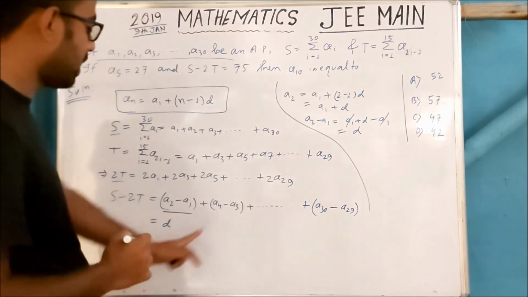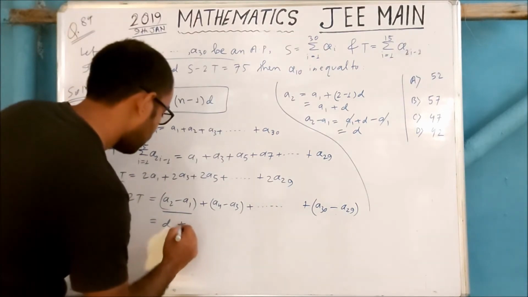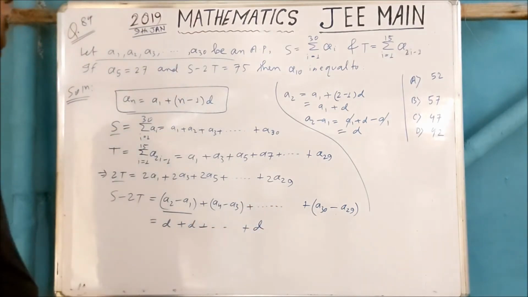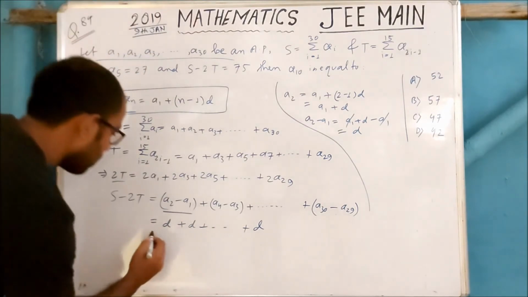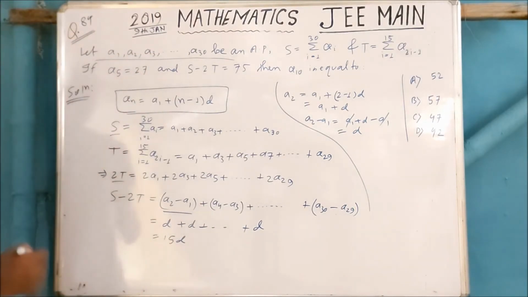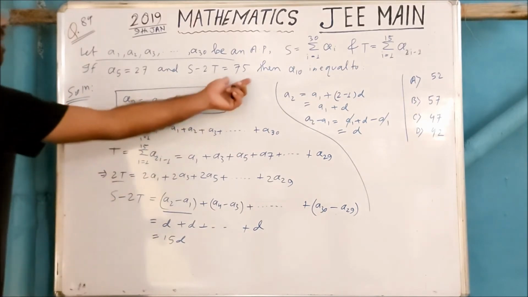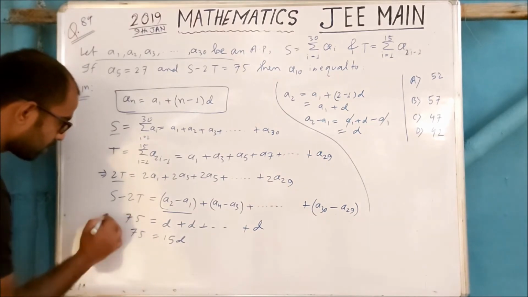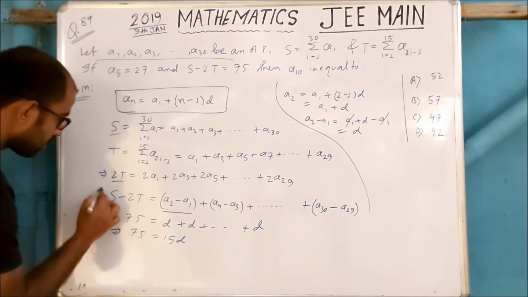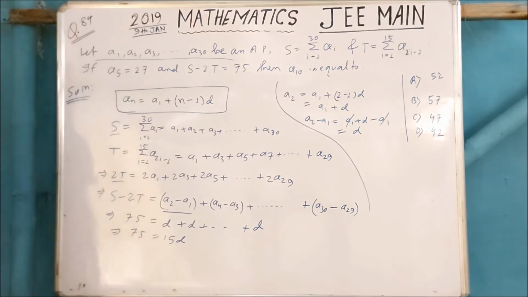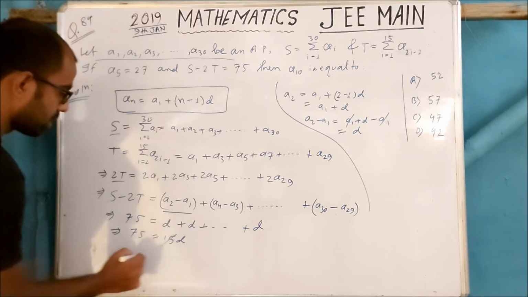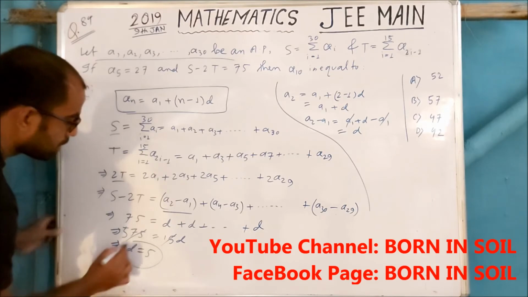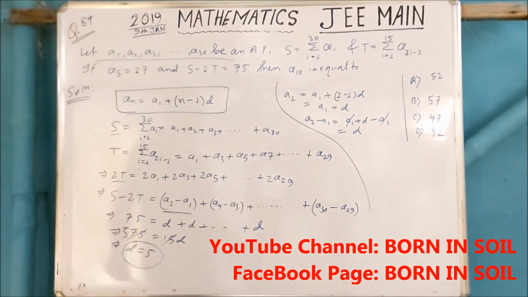Similarly, we get A4 minus A3 equals D, for all the terms, all the following we get D. So here we get 15D. Also given this value equals 75. This is S minus 2T equal to 75. So here we put 75, and 15 and 70 cancel out, so we get 5, and D finally equals 5. This is the common difference of the sequence.